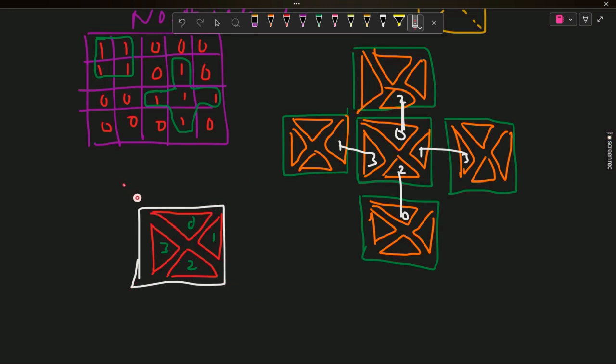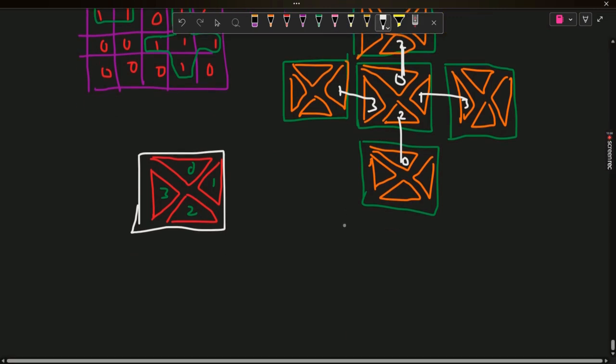Just know that I don't have this kind of a diagonal, right? That means 0 is connected to 3 and 1 is connected to 2. So this is how the diagonals are affecting the edges within a cell. So let's now create an algorithm to solve this problem, right?